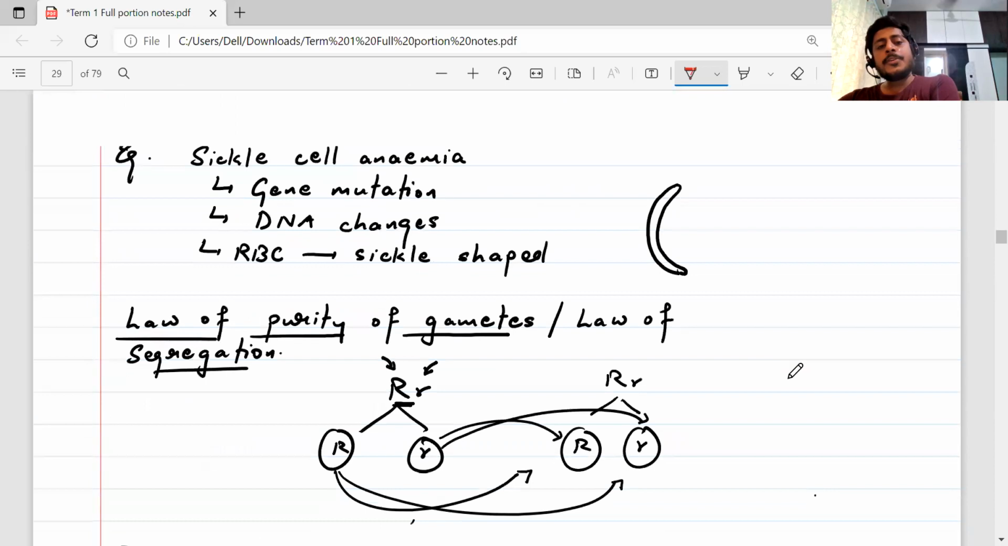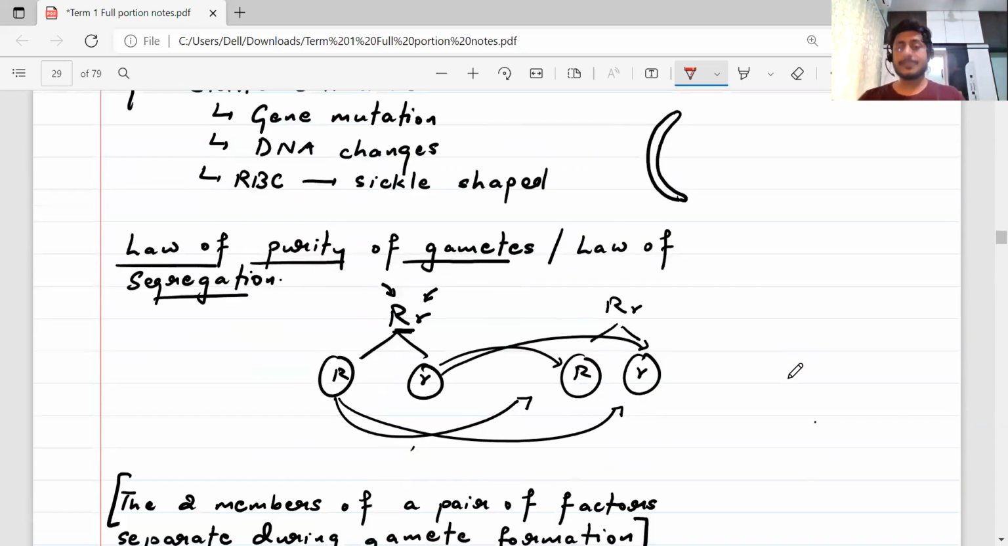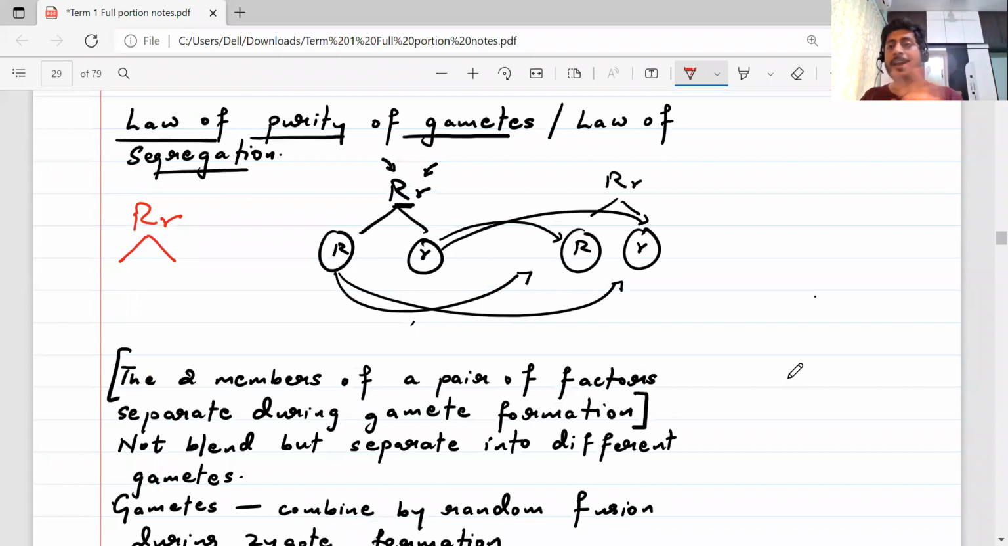The third one was the law of purity of gametes, which is also called as law of segregation, which holds true, does not have any exceptions. Every time you write the gametes, when you break them, as you can see over here, the two members that you were seeing of a pair of factors, they separate during gamete formation. Factor का मतलब gene होता है. Mendel used to call genes as factors. तब तक gene discover नहीं हुआ. खाली ये पता था कि कुछ हो जाता है या कुछ ट्रांसफर होता है, बट उसको जीन नहीं बोलते थे बेसिकली. So the two members of a pair of factors separate during gamete formation.